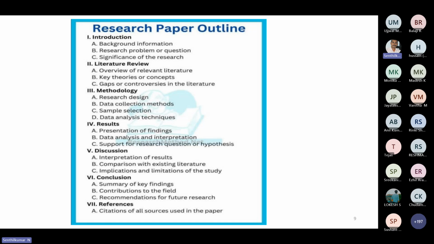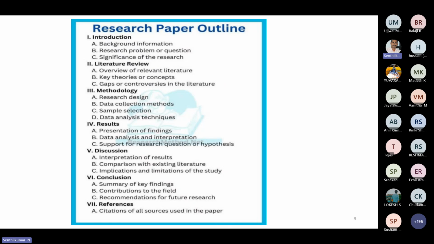So 1 page for introduction, 1.5 pages. As I said already, you have to cite at least 7 or 8 reference papers in the literature review. If every paper takes 1 paragraph of 4 or 5 lines, 7 papers will take more than 1.5 pages for the literature review itself.